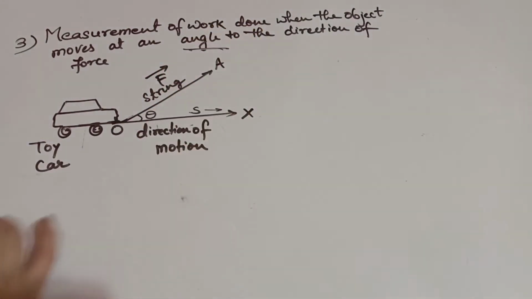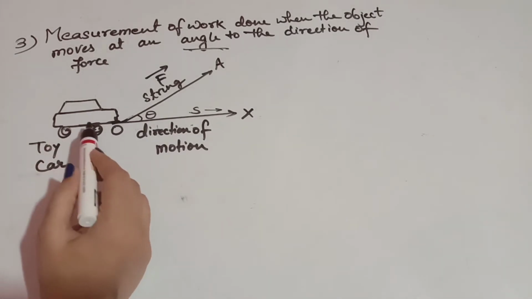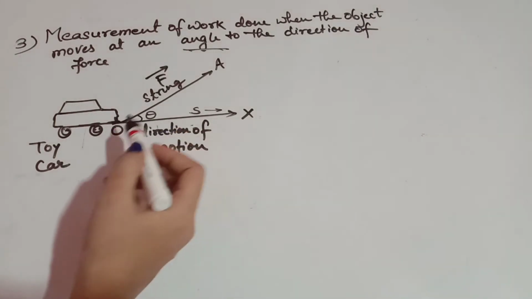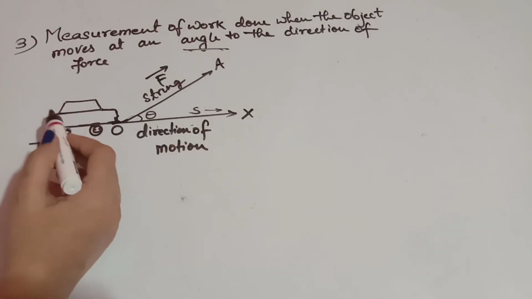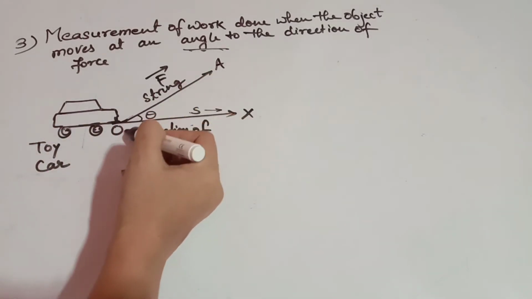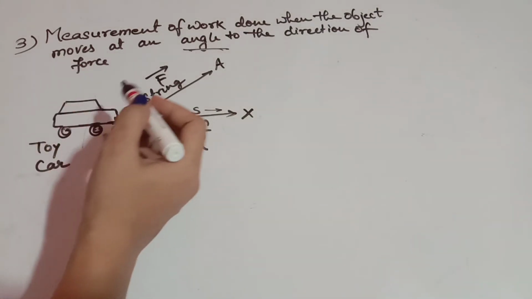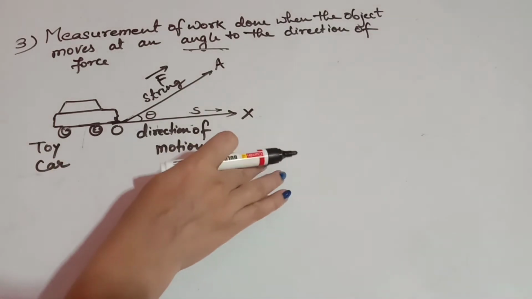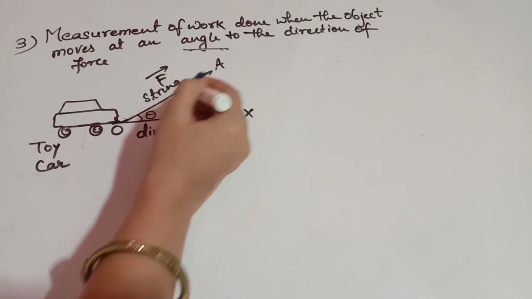Now with a very simple example, children, you will understand. Suppose this is a toy car, and one string is attached to the toy car. When a child pulls this toy car with this string, represented at A, the child applies force on the string, the car moves horizontally on the ground, but the force applied by the child is along the string.